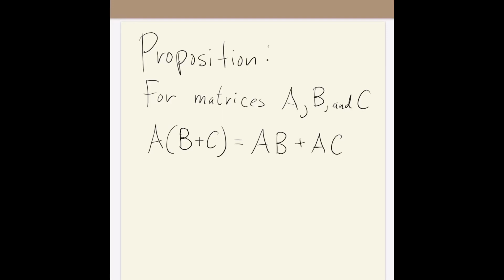Hello, and I'd like to go over a proof. This is from the textbook, and this proposition says for matrices A, B, and C, the quantity A times, in parentheses, B plus C is equal to the quantity A times B plus the quantity A times C.